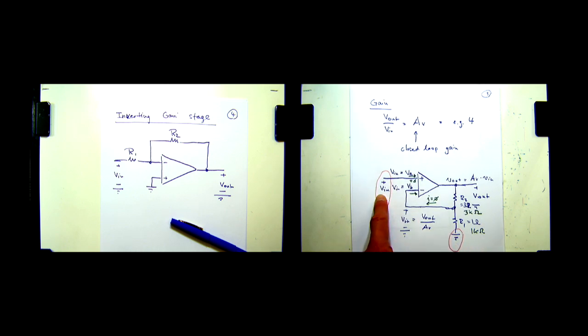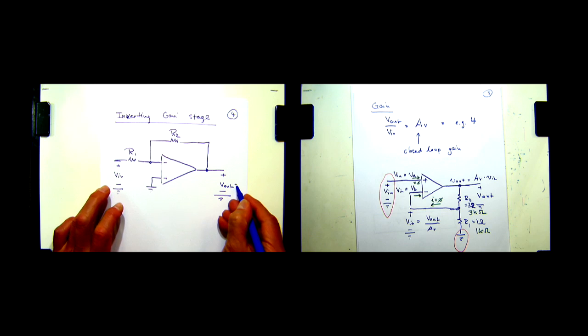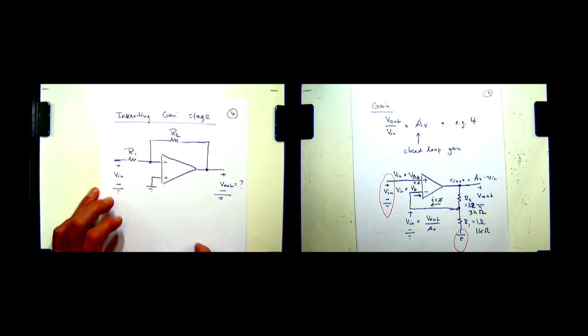Otherwise, it's exactly the same. I just redraw it because it's easier to think about it. So now, I would like to know what is V out. And now we have to do circuit analysis with an operational amplifier.